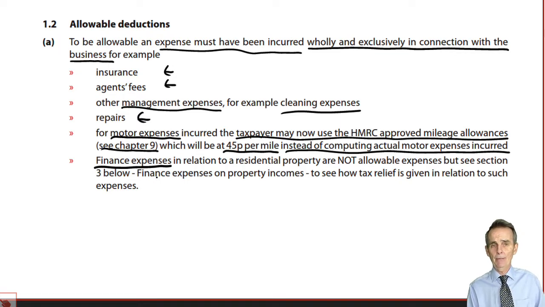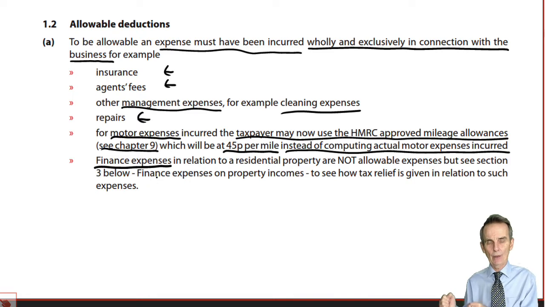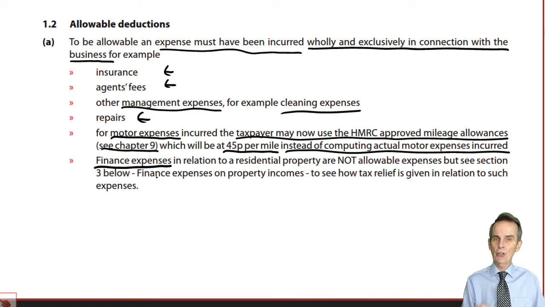Now, once upon a time, all such finance expenses incurred in relation to loans taken out to buy or improve the property would simply have been an allowable expense, which might sound perfectly reasonable. They changed that system some years back, and don't worry, there's a separate note in relation to this coming up shortly. They changed the system by which we get tax relief for the finance expense, the loan interest that we pay in relation to such borrowings to buy or to improve the property.